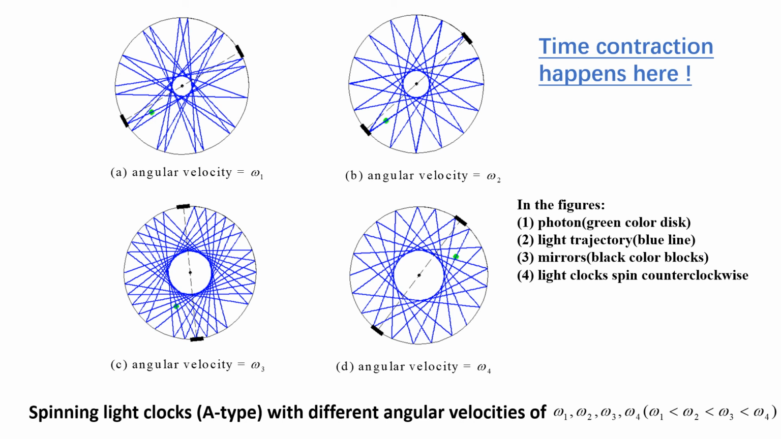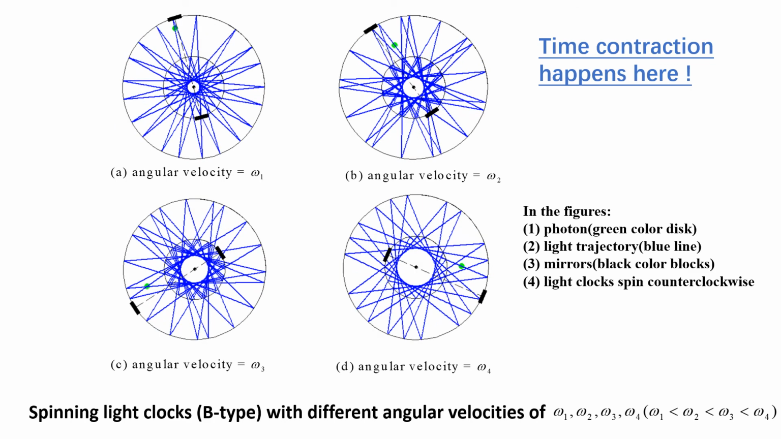This slide shows the A-type spinning light clocks with 4 different angular velocities, omega 1, omega 2, omega 3, and omega 4. And omega 1 is less than omega 2, omega 2 is less than omega 3, and omega 3 is less than omega 4. In the A-type, there are two mirrors, one mirror here and the other mirror here. The two mirrors move along the same circular trajectory.